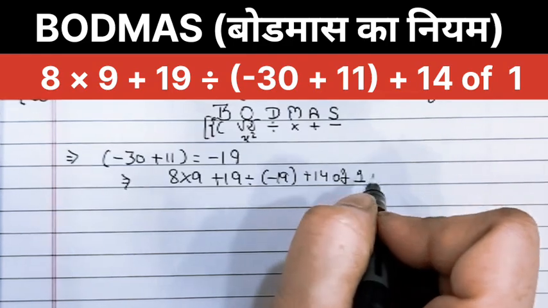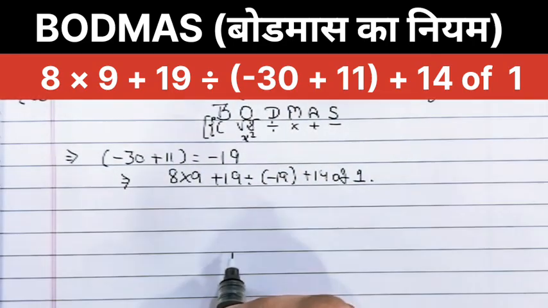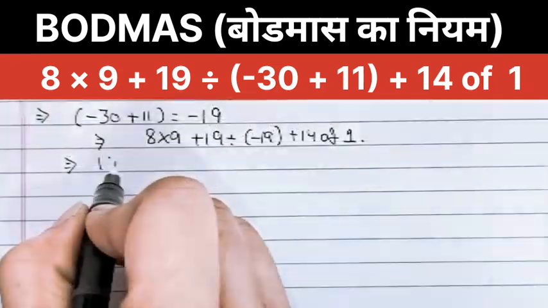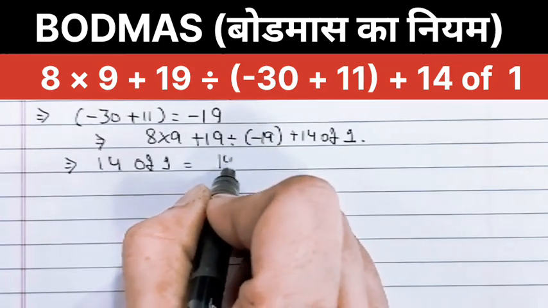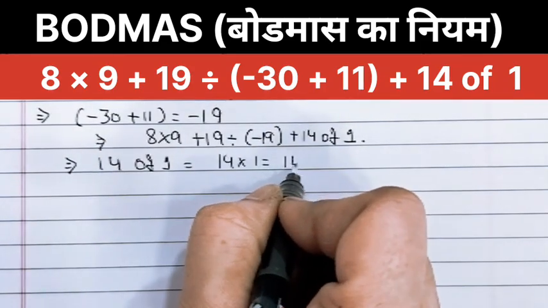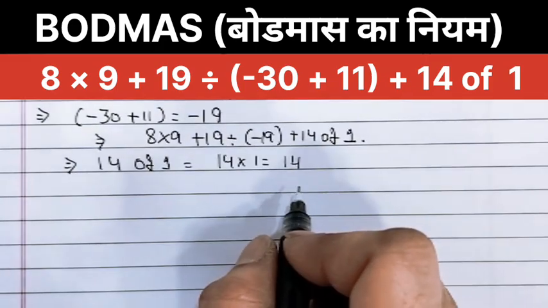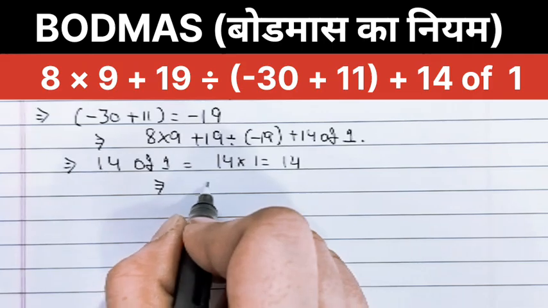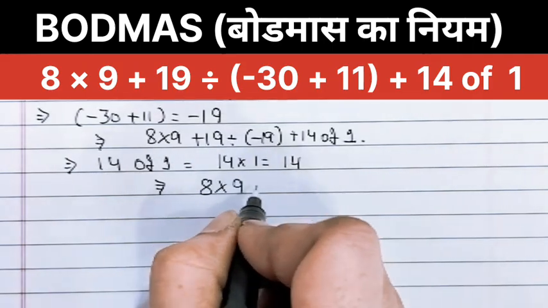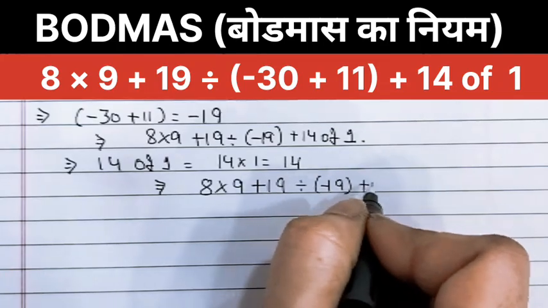Now the second step, we solve of. Next we evaluate the of operator, which functions as a specialized multiplication. Now step 2, of. 14 of 1 is equal to 14 multiplied by 1, which is equal to 14. According to this step 2, the of part takes precedence over the standard division and multiplication. Now the expression becomes 8 multiplied by 9 plus 19 divided by minus 19 and then plus 14.